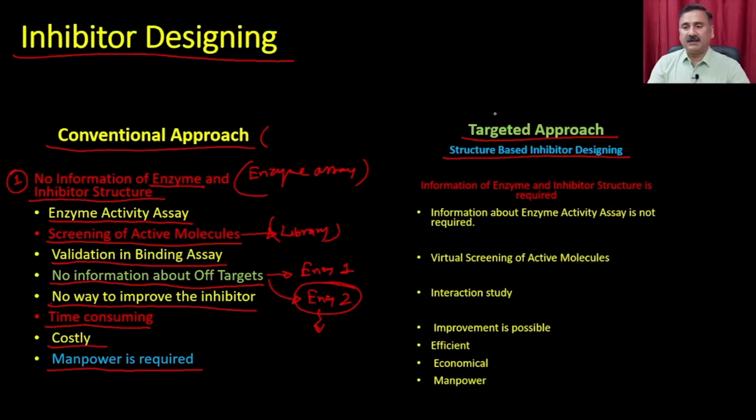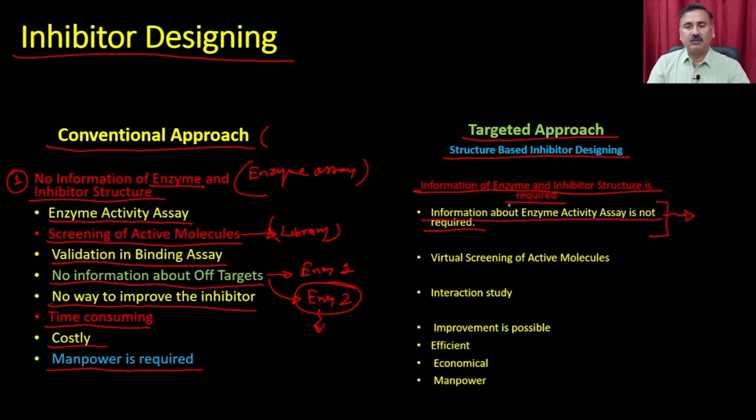Compared to this, in a targeted approach, information about the enzyme and the inhibitor structure is required, because here you are going to see whether the inhibitor is binding into the active site or not, and all those kinds of information. So that information is essential if you want to take the targeted approach. You don't require the enzyme activity assay information, because you're not going to perform the activity assay in the first step, right?